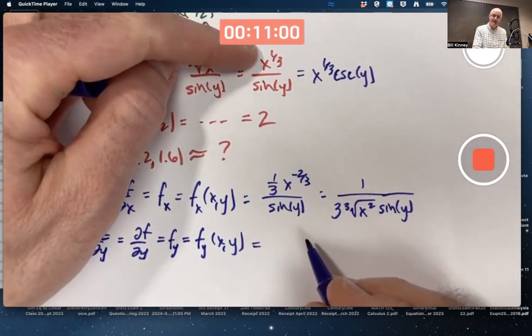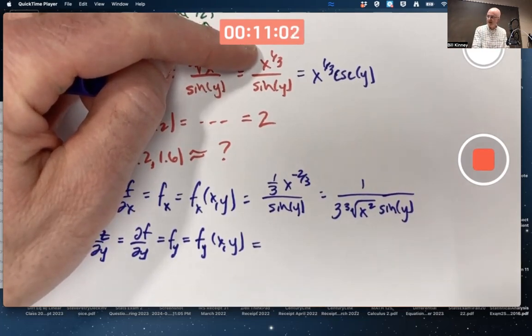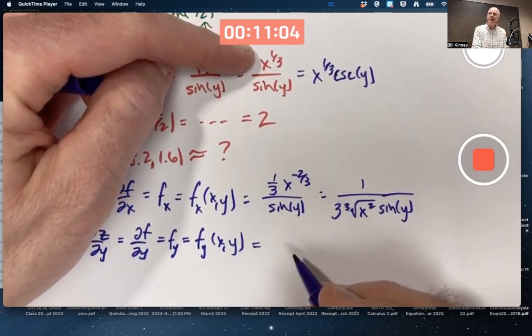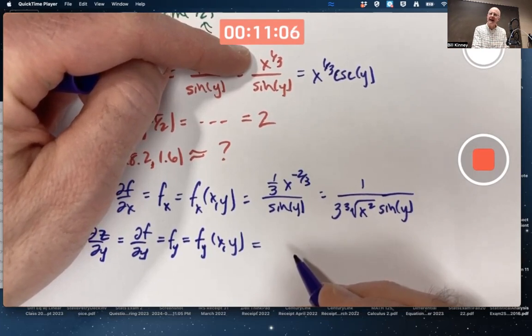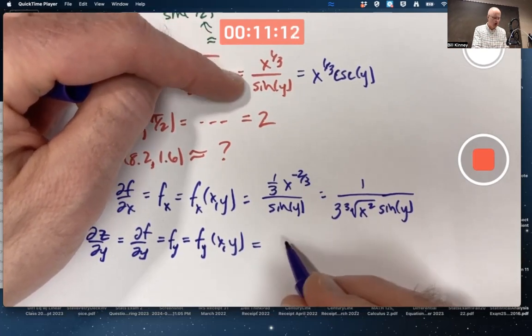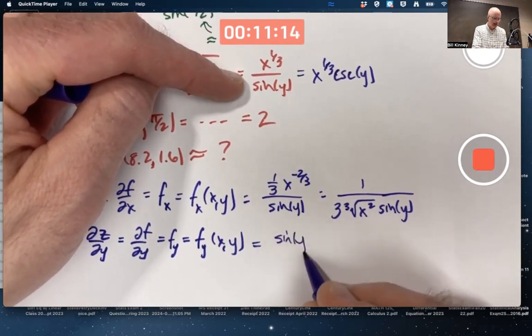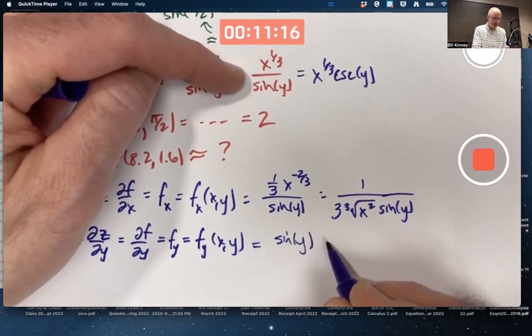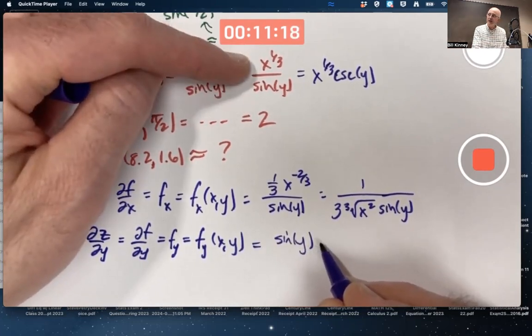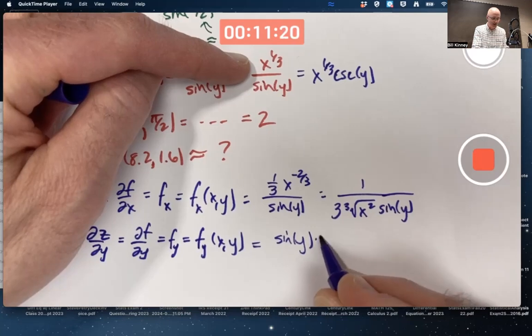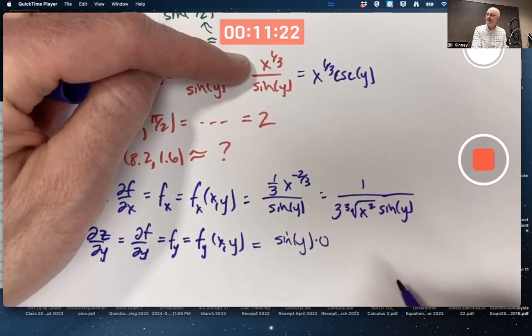The top is a constant. It only involves x. I remember the quotient rule is low d high minus high d low over the square of what's below, where the d means derivative. Low d high with respect to y is 0. Very easy to make a mistake there.